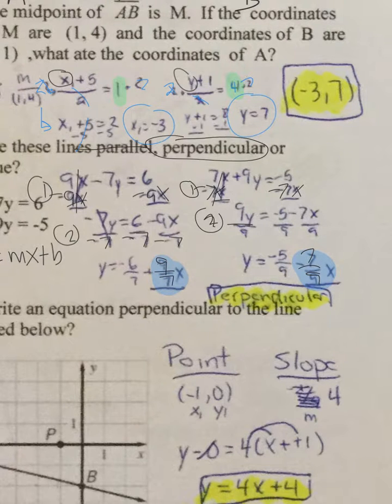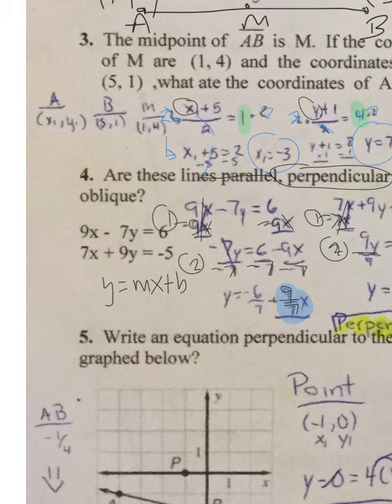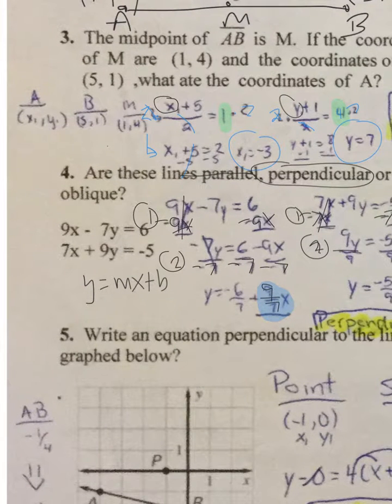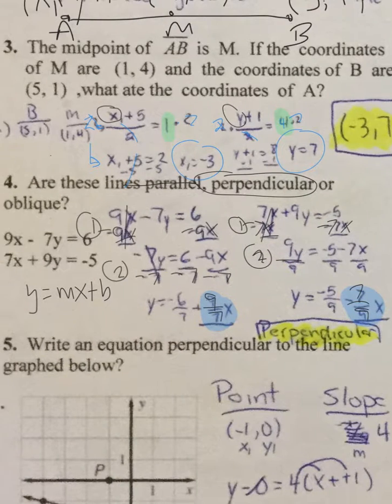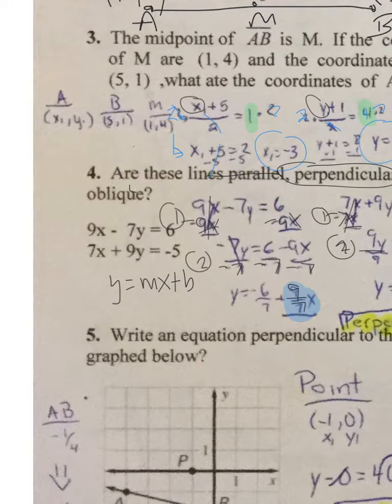It's perpendicular. And just a reminder, oblique, what it literally means is that the 2 lines intersect, but nothing special about the intersection. Here it's basically like none of the above. Right? They're not parallel, they're not perpendicular. If neither of those would have been true, then you would have gone with oblique.